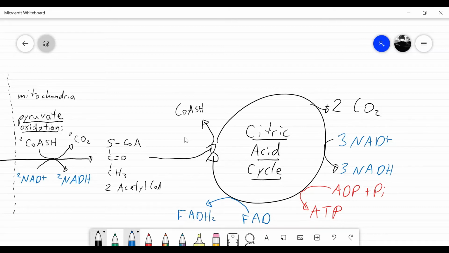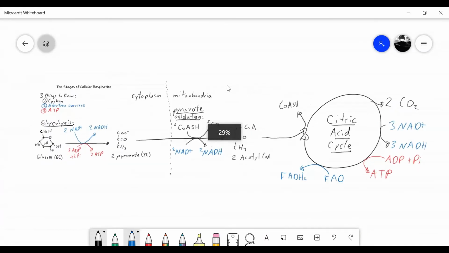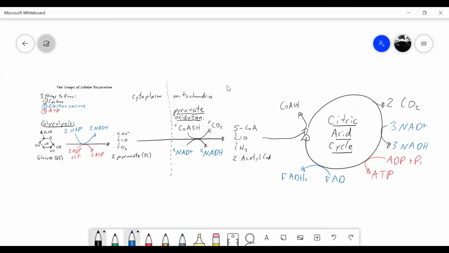So there's all the things we care about: the carbon, the ATP, the electron carriers, and we've got the citric acid cycle. So I'm just going to wrap up here in a minute. I have a couple other things to say. I will probably come back to this diagram. Maybe not necessarily the whole thing, because this is pretty much mostly what I want to draw for the stages of cellular respiration. I know there's one more stage left.